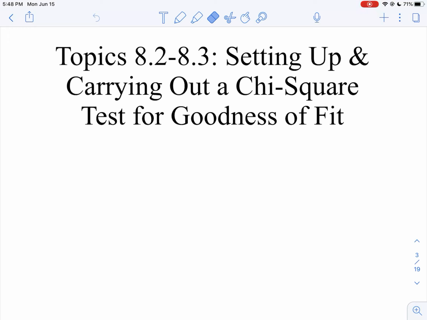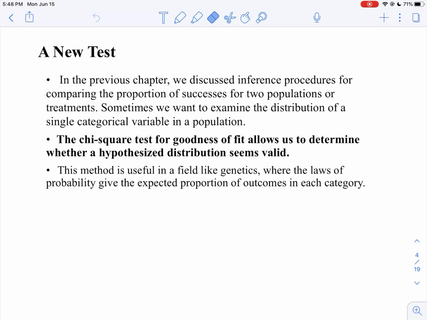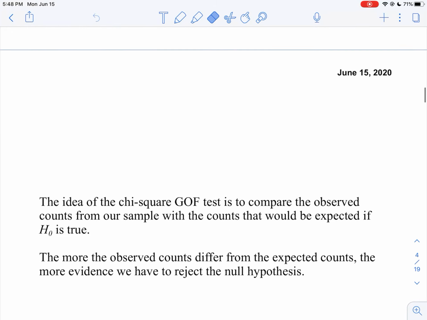All right, so when we are talking about these new chi-square tests, in the last units, we talked about inference procedures for comparing proportions of successes for two populations or treatments, but sometimes we want to examine the distribution of a single categorical variable across a whole population. So the chi-square test for goodness of fit allows us to determine whether a hypothesized distribution seems valid. This method is useful in fields like genetics, where the laws of probability give the expected proportion of outcomes for each category.